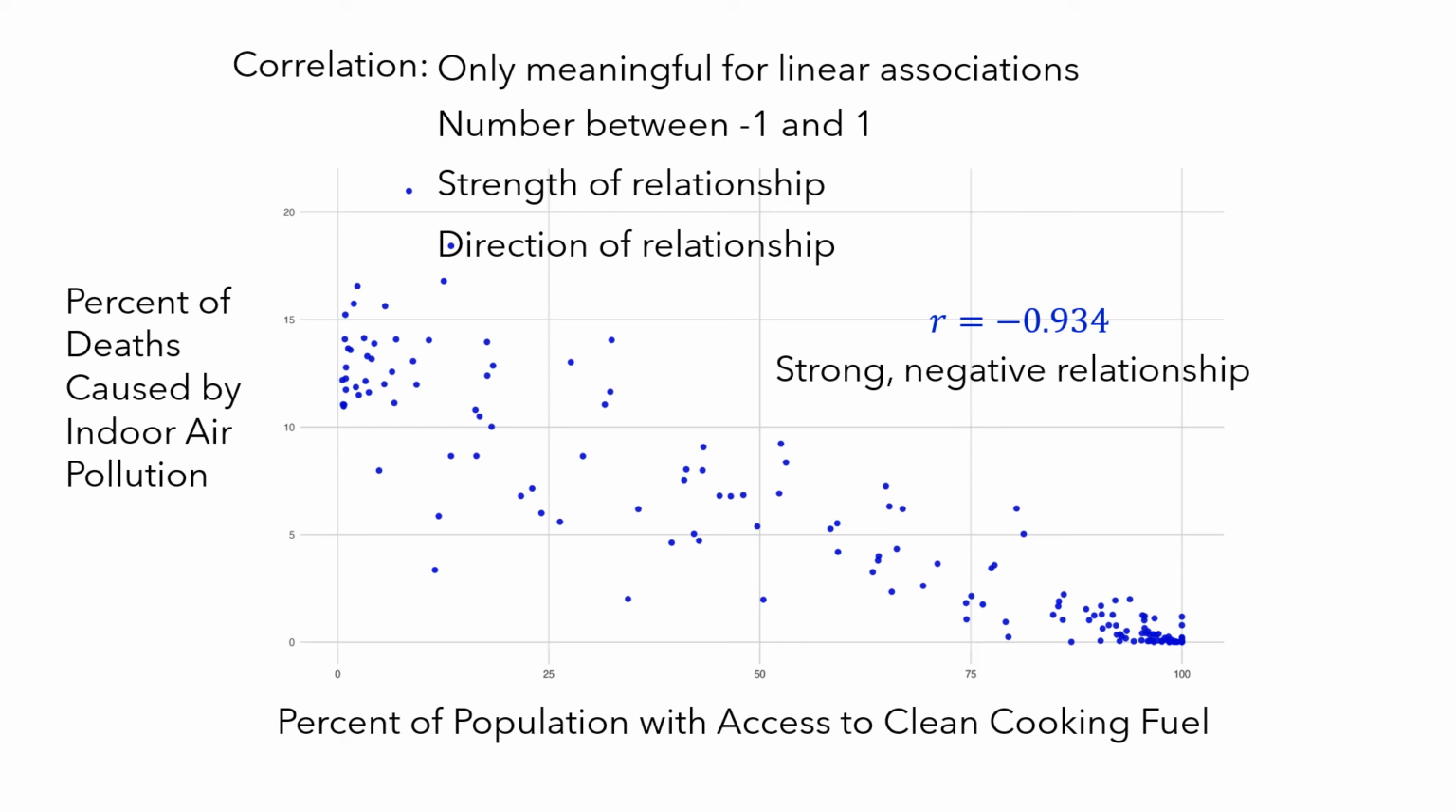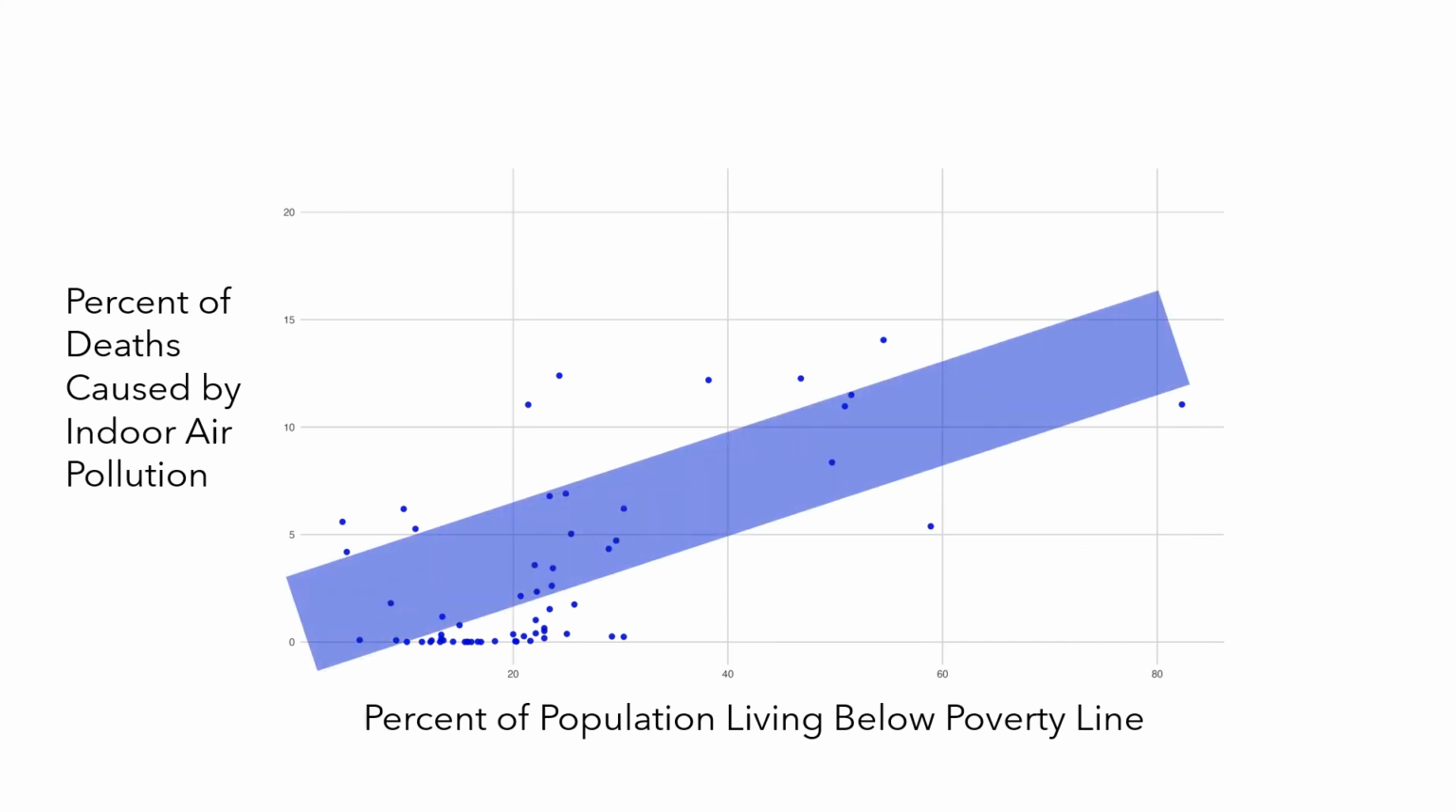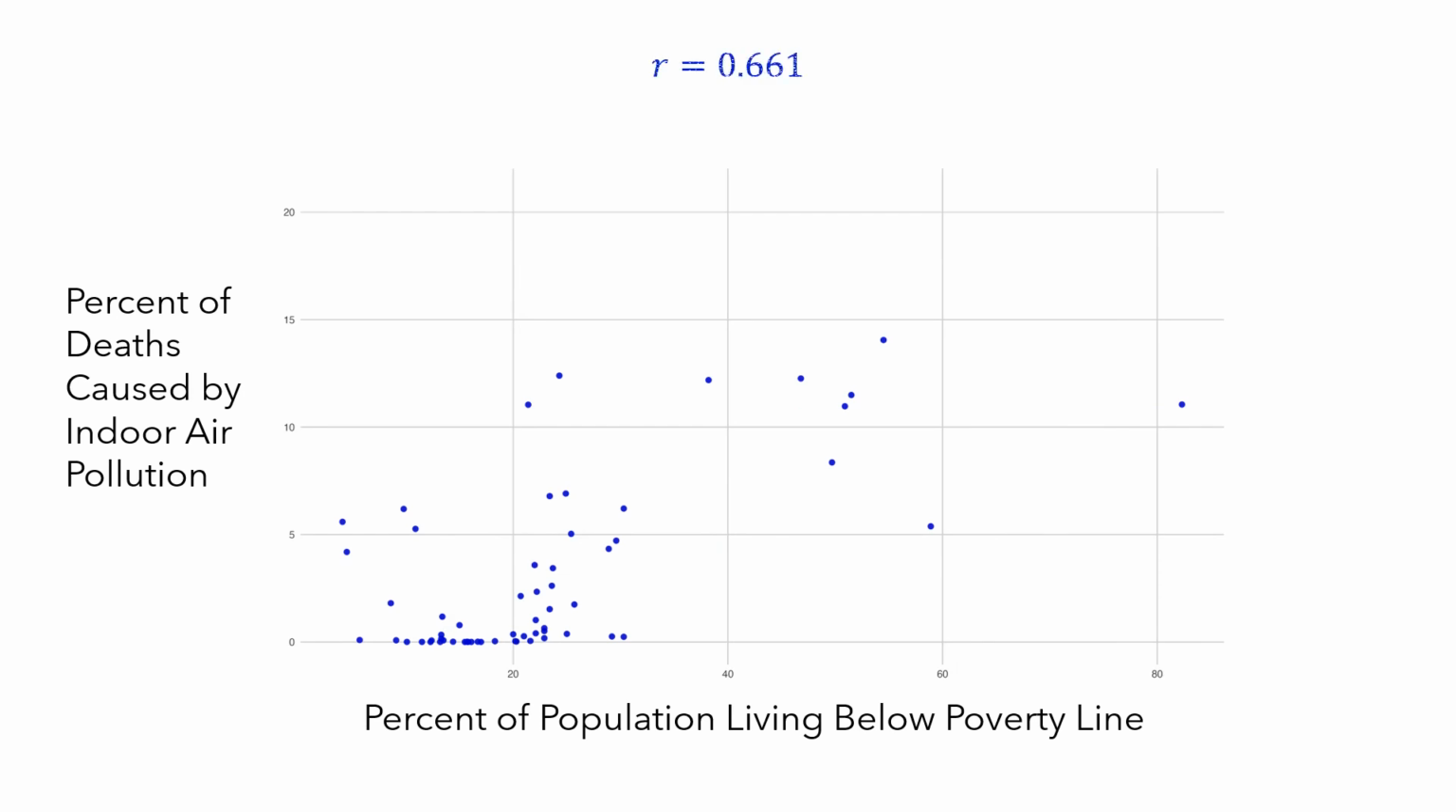Let's look at the other relationships we explored in the first video. Let's consider the percent of the population living below the poverty line as a predictor for the percent of deaths caused by indoor air pollution. It appears that there is a positive linear association between these two variables, so the correlation should be meaningful. The correlation here is 0.661, which suggests a moderate positive relationship between the two variables.